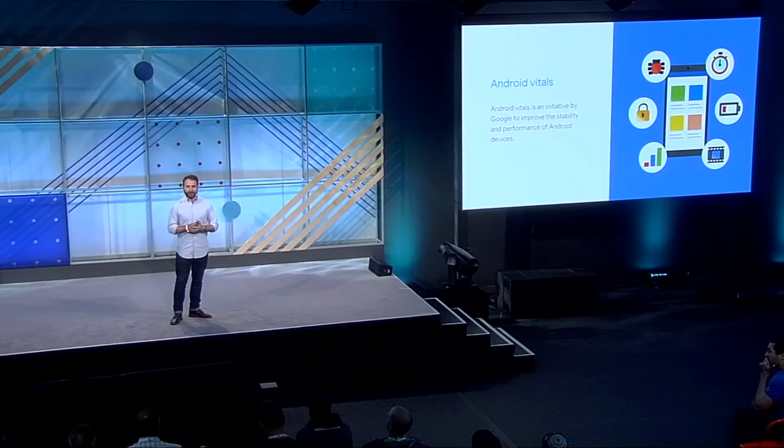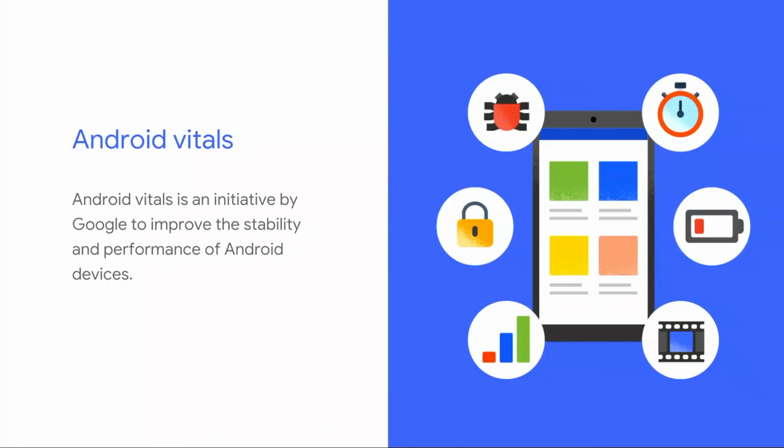Now, it's exactly because of that increasing importance of technical performance that we launched Android Vitals last year. Android Vitals is an initiative by Google to improve the stability and performance of Android devices by surfacing to developers, in an easily understandable and readily accessible way, the most important performance metrics in battery, stability, and rendering. This comes from over 100 million users who have opted in to share the data with Google and with you, our developer partners.